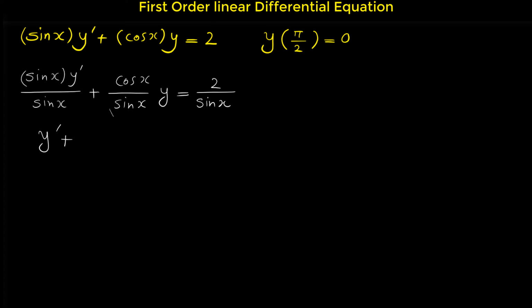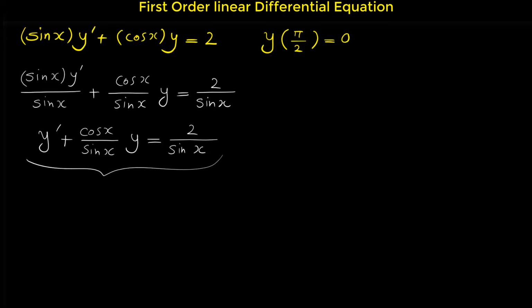plus cosine of x over sine of x is cotangent of x. We know from trigonometry that cosine of x over sine of x is cotangent of x. So you can write this as cotangent of x, or you can leave it in this form. It's up to you. Here I prefer to leave it as cosine of x over sine of x times y equal to 2 over sine of x.